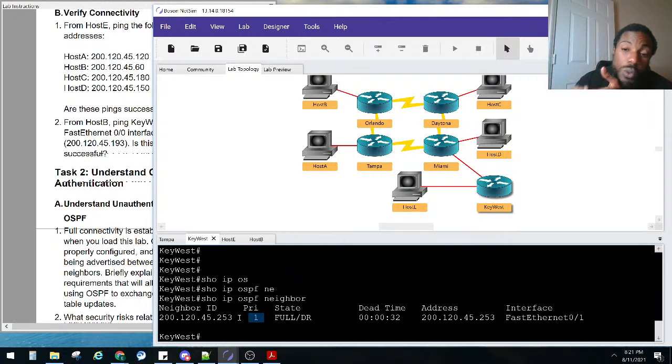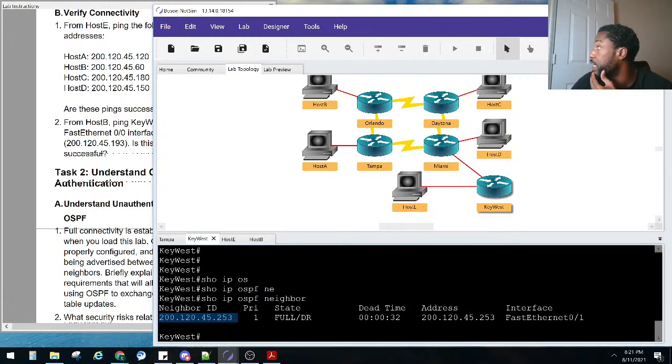They need to have unique router IDs. So if Miami is 45.253, if that's his router ID, I can't have the same router ID. We need to have a unique router ID, or else we won't become neighbors. As a matter of fact, it'll tear down a relationship. It'll say duplicate router ID. You'll get an error that pops up, right?